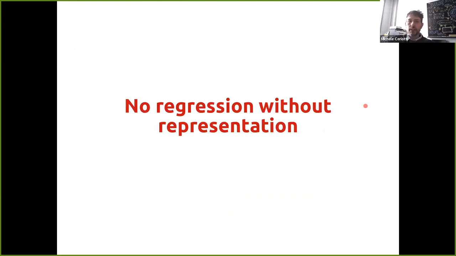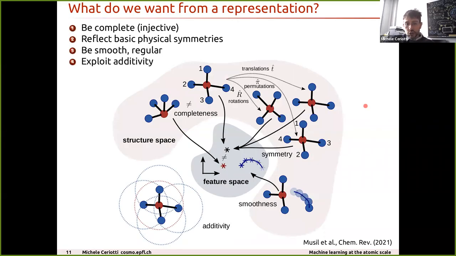Representations are particularly important when you want to perform a regression task, where you want to learn the relationship between a structure and its properties. And actually, choosing wisely your representation is very important because this allows you to encode some essential physical requirements into the form of the features. So basically, the task of building a representation corresponds to mapping structures, so geometric arrangements of atoms, into a feature space. And anything that you do downstream, any machine learning model that you do, is built on top of this feature space. So anything that you do in this mapping will be naturally inherited by your machine learning model for the good or for the bad.